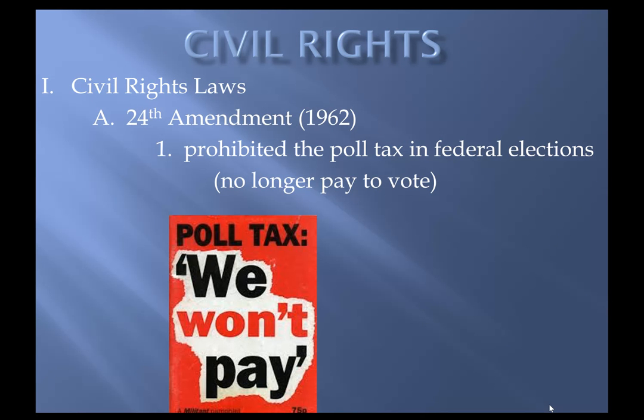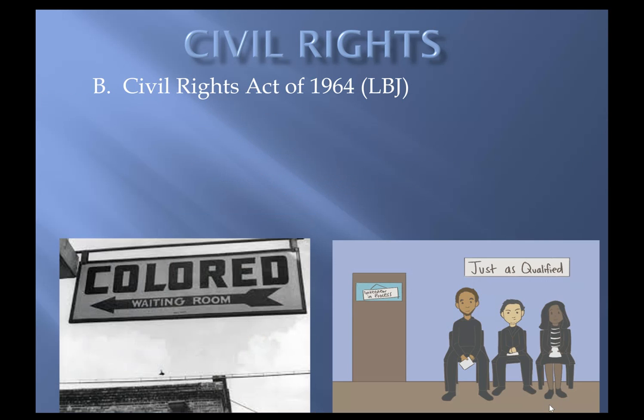voting. Anything else I want to mention about this? Oh, yes, the limitation. Notice this is federal elections, so it doesn't include state elections. State elections could still include a poll tax, but anytime you're voting for president, for senator, or any of your congressmen, you do not have to pay to vote. So that's going to make it easier to vote for both poor whites and poor Black people in the South.